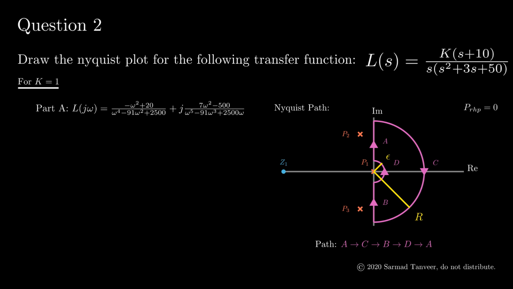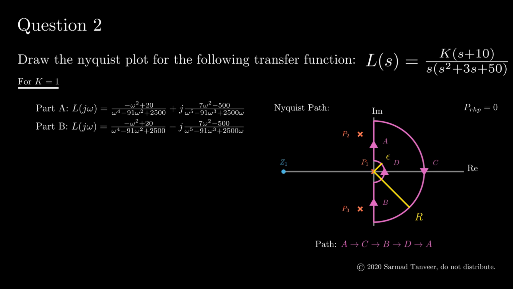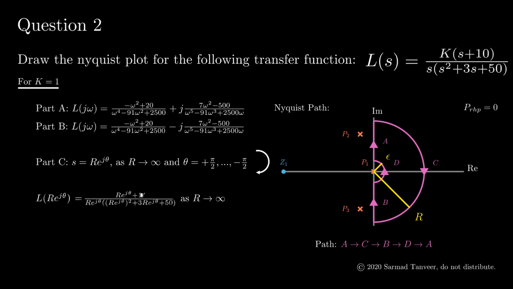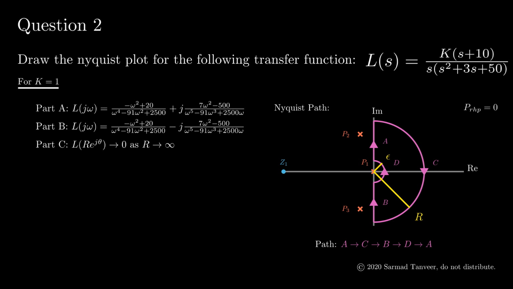Part B is a simpler process, as due to the definition, part B always ends up being the complex conjugate of part A. So let's hold on to this value for now as well. For part C, we substitute r times e to the j theta, as r goes to infinity. After some simplification, we see that since the degree of the denominator is higher than the degree of the numerator, the denominator grows more quickly as r approaches infinity, and takes this entire term to 0. Therefore, part C simply ends up being 0.